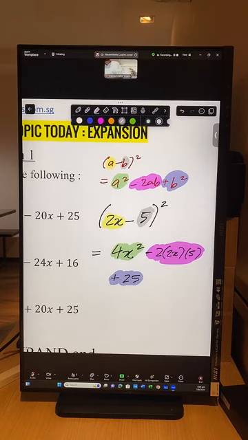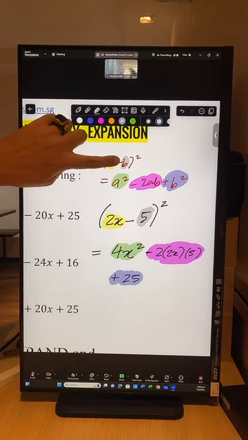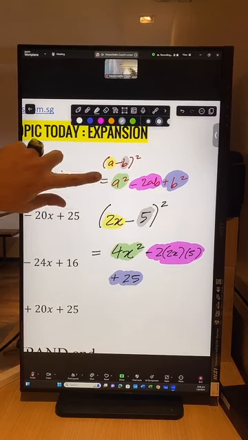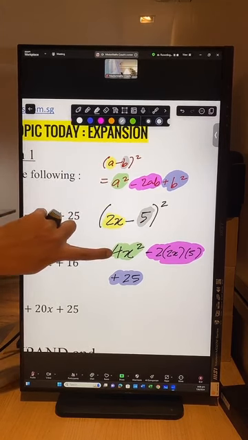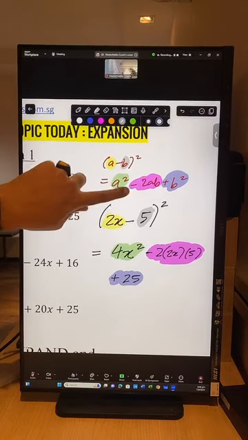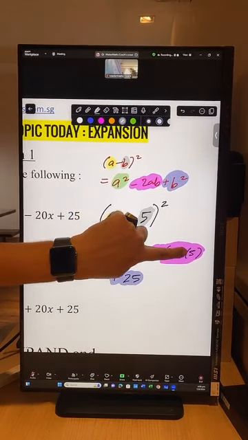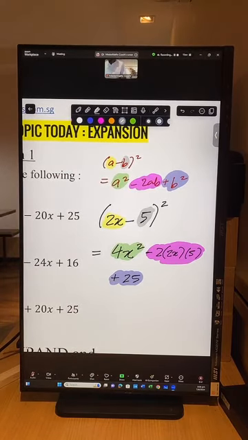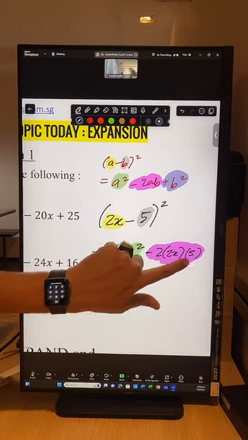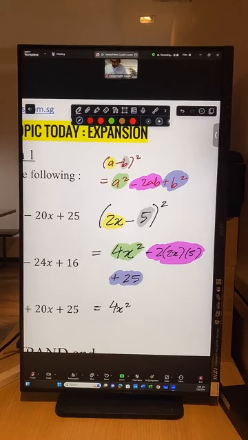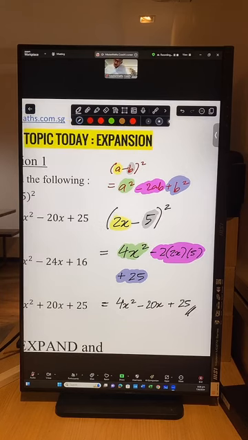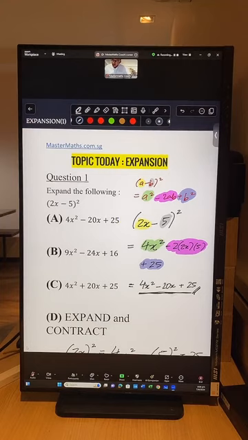I hope this is very clear for all of y'all. So this is A, this is A, this is B, this is B. A square is going to be 2x bracket square, which is 4x square. And then minus 2AB, so minus 2 times A times B, so minus 2 times 2x times 5, plus B square, so plus 25. So this will give me 4x square. What happens when you take 2 times 2x? You get 4x. 4x times 5 will give me minus 20x. So minus 20x plus 25. Those of y'all who got the answer as A, well done.